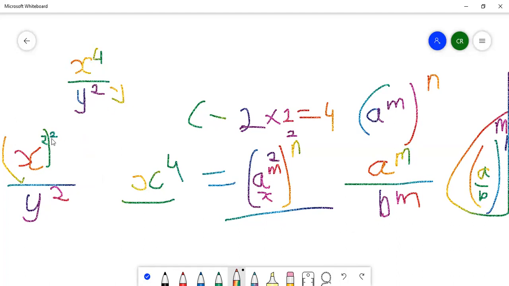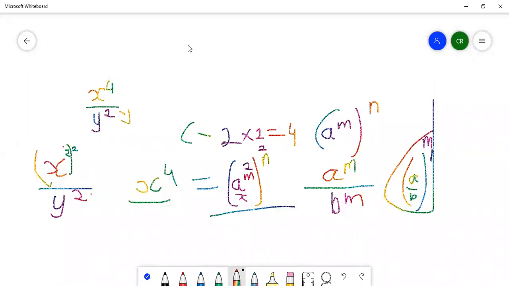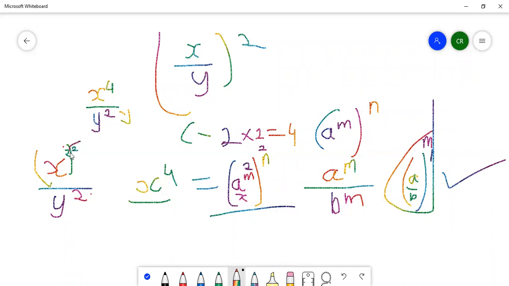Okay. Now here the exponent 2 is common, so we'll keep it as a whole. What will it become? x to the power 2, x upon y, whole raised to power 2. It became this format. Now there is still a 2 left. Where will it go? It will come to the x.